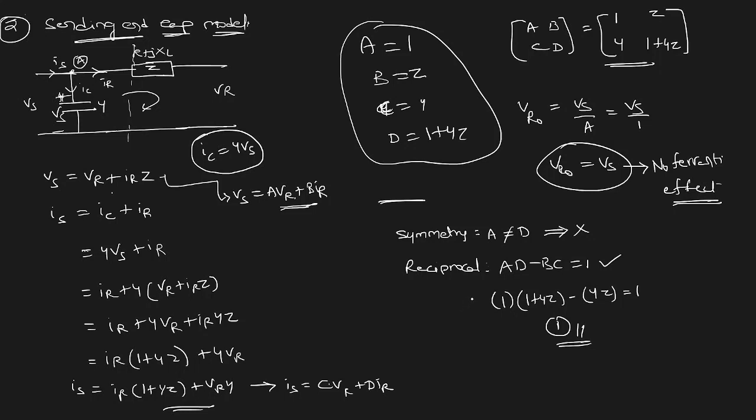And in the next class, we are going to see nominal pi and nominal T, and we are going to find whether those two methods have the Ferranti effect or not.